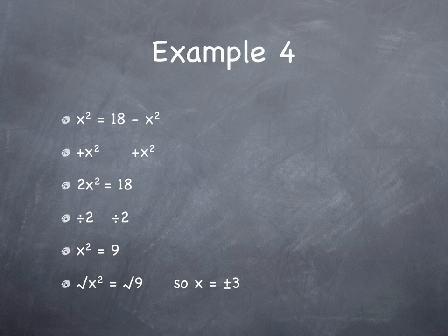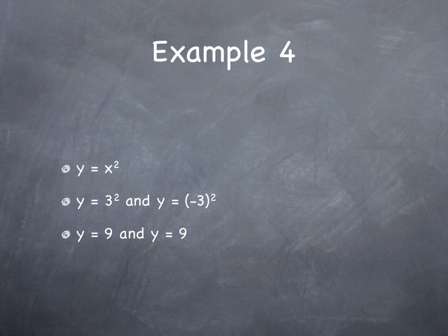So once you have the x values, we can solve for the y values. So y equals x squared is the best equation to do that in. So y equals 3 squared and y equals negative 3 squared. So y equals 9 and y equals 9.